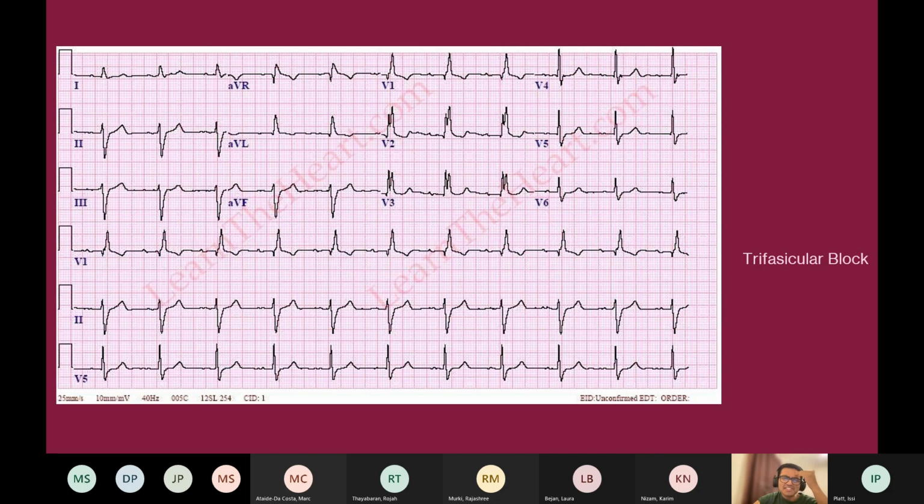Also, you guys are really good at ECGs. Yeah, I'm very, very impressed. Trifascicular block, fantastic. How did you come to the conclusion of trifascicular block? What are the findings? My second question is, are you a budding cardiologist?